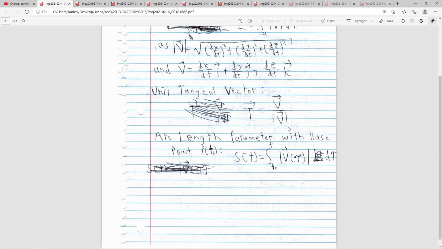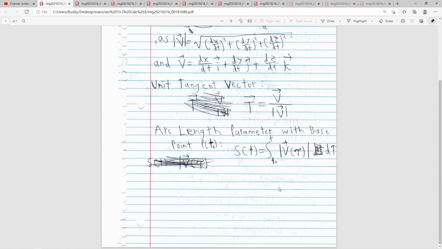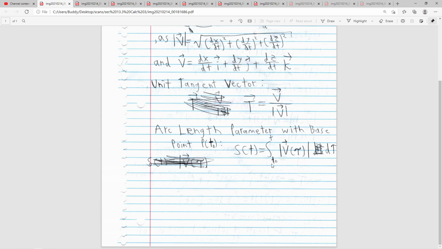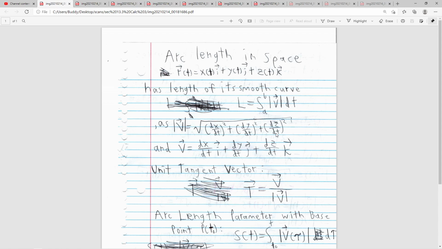The unit tangent vector is just v divided by the magnitude of v. And the arc length parameter is with base point P at t0. It's very similar, in general it's the integral of the magnitude of v, but it's with t, and you'll see that with one or two examples.